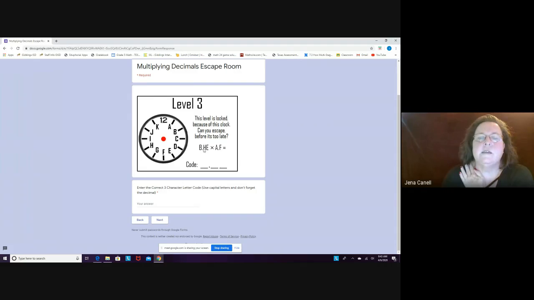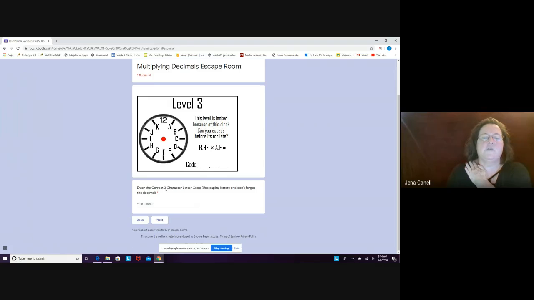It has B decimal H E times A decimal F equals. Well, if this is 12 on the clock, that means that this is 1, 2, 3, 4, 5, 6, 7, 8, 9, 10, 11, and 12, just like the hands of the clock. So B is equal to 2. Decimal. And then what is H? And then what is E? Then multiply that times A, decimal F, multiply those together, and that's going to give you your clue.